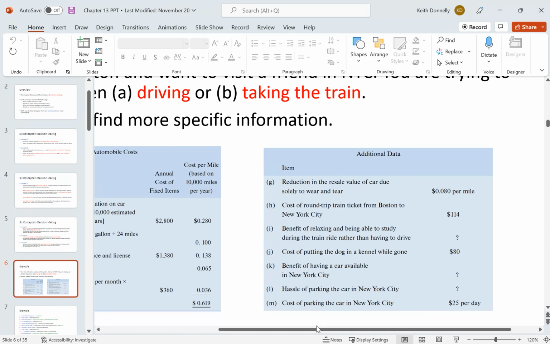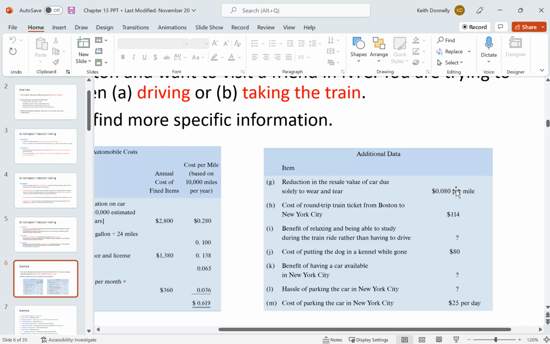Here's some other information they're giving us. Reduction in the resale value of the car due solely to wear and tear is like 8 cents per mile. In other words, if you use this car, it kind of gets beat up, right? So it's going to lose some of its value when you use it. When we quantify that, we're saying it's like 8 cents per mile. A train ticket here, okay, so the cost of a round-trip train ticket from Boston to New York, it's $1.14.